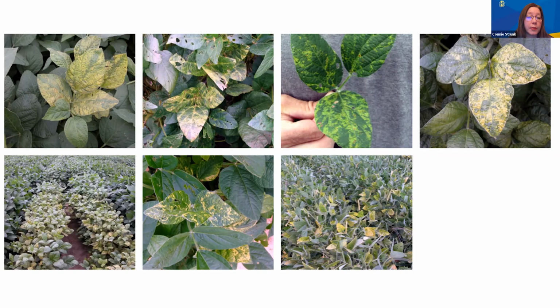Oftentimes with SCN, we have stunted plants and we have some yellowing occur. And so with that, we need to eliminate, is it SCN or is it virus? And then also we have iron chlorosis that can cause the yellowing of plants. So we want to really pull those samples, get them identified, go ahead and click forward.